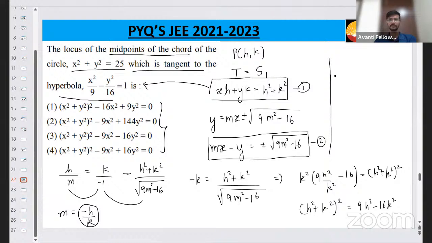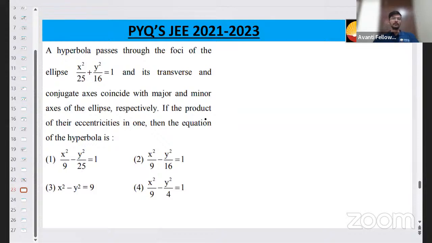Correct? Yes. So we'll get (x² + y²)² − (9x² + 16y²) = 0 as our answer. So that matches with option number 4. Option number 4 is the answer. Got it? So let's see the next question.